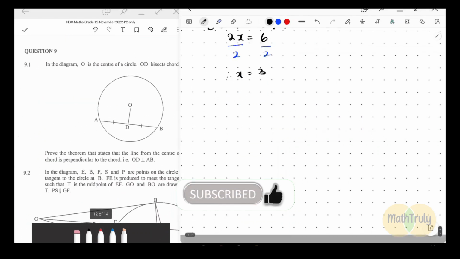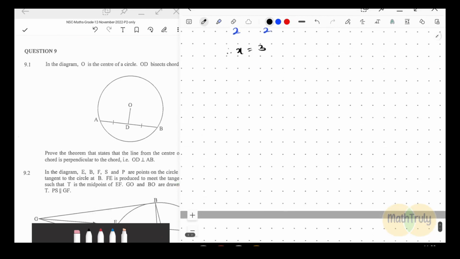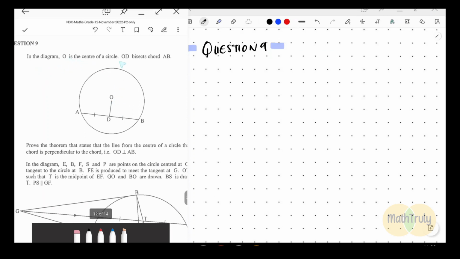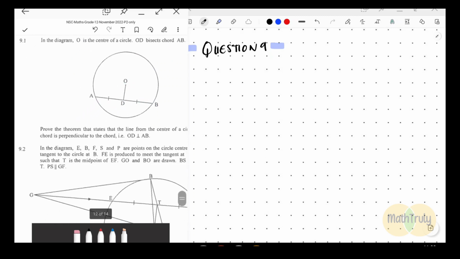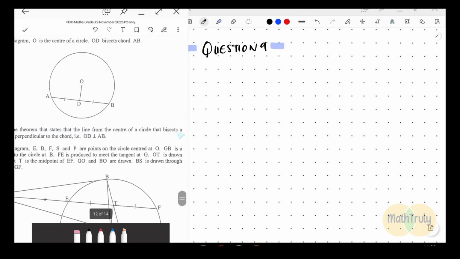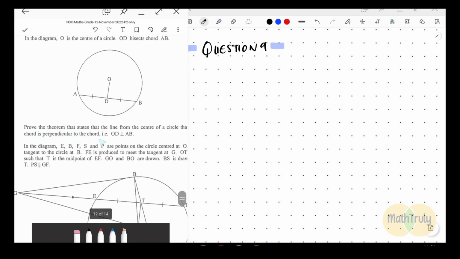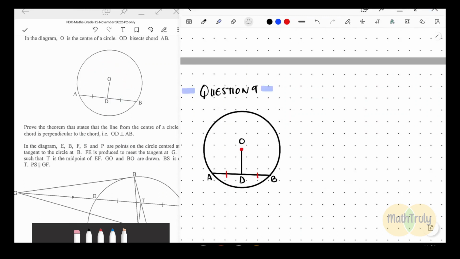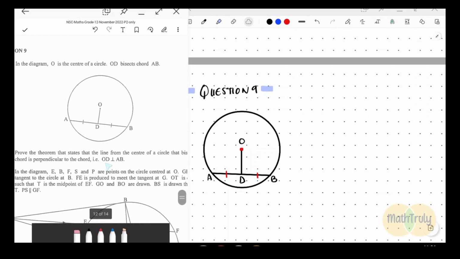Now we are on a proof. So question 9. Question 9.1 says, in the diagram, O is the center of the circle, OD bisects chord AB. This line from the center is bisecting this chord. They want you to prove the theorem that states that the line from the center of the circle that bisects a chord is perpendicular to the chord. So this is the converse of the first theorem. They want you to prove that. So here is our diagram, and we have to prove that OD is perpendicular to AB.